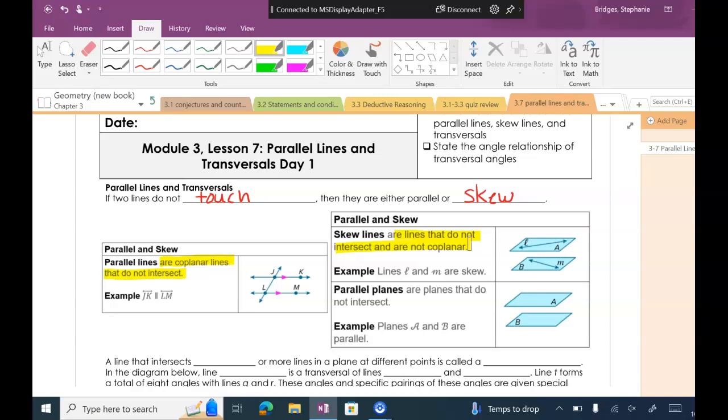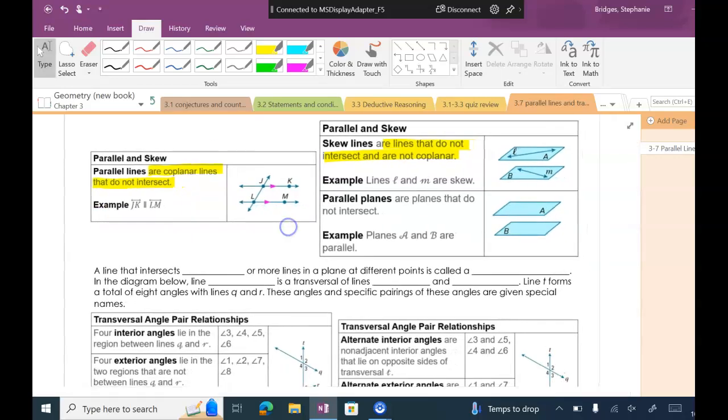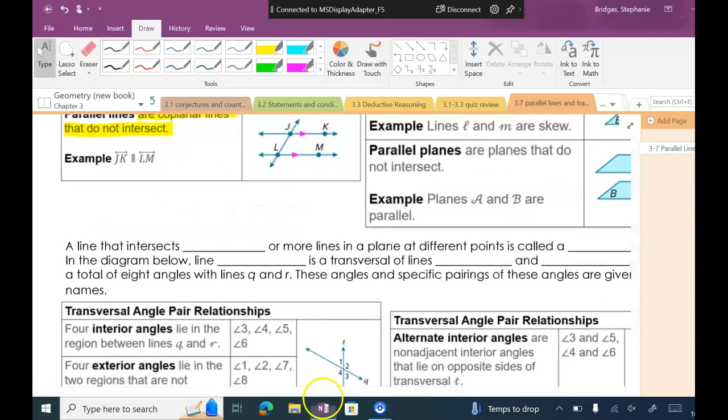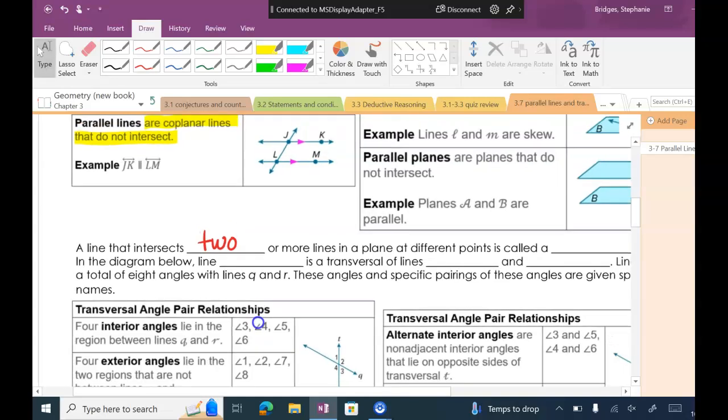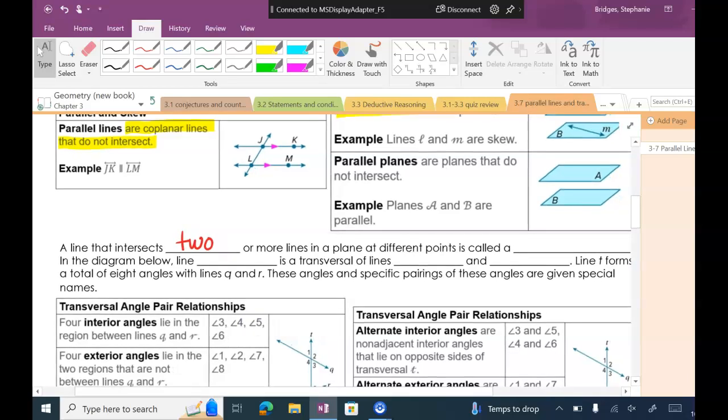Everybody ready? All right. A line that intersects two or more lines in a plane at different points is called a transversal. A transversal.